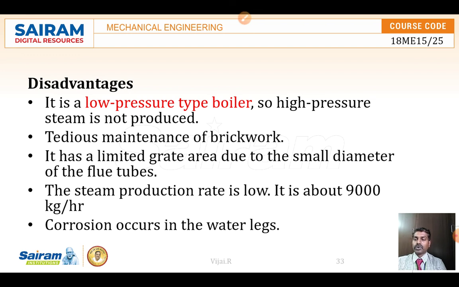So these are the very important topics we have to learn about the Lancashire boiler, and in the further videos we are going to see the water tube boiler, which is the Babcock and Wilcox boiler.